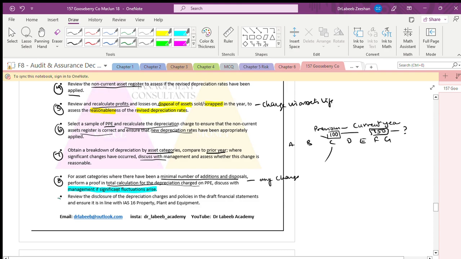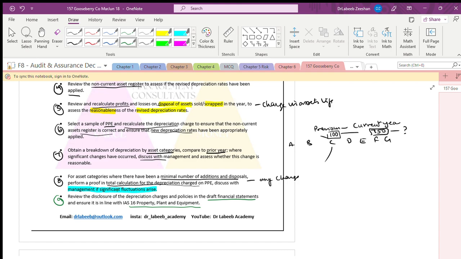Last one, review the disclosure. Again, before we close down, we will review the depreciation charges and policies in the draft financial statements, and it has to be as per IAS 16, International Accounting Standard 16.